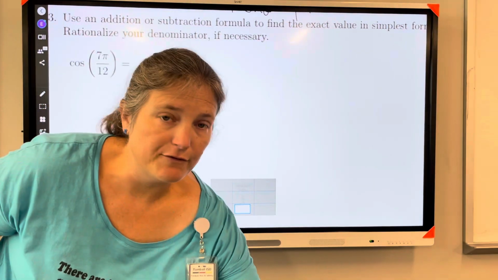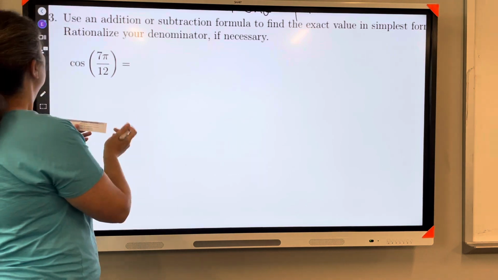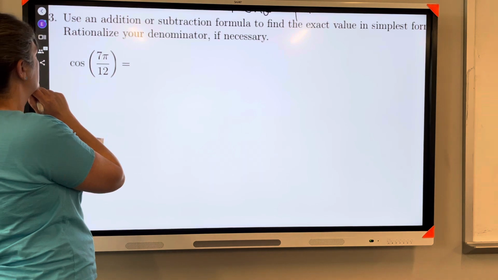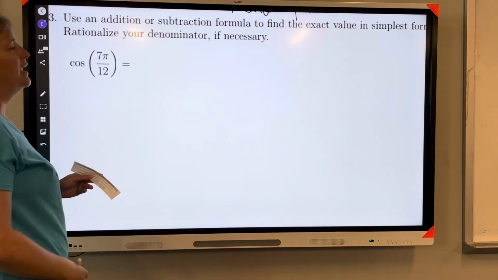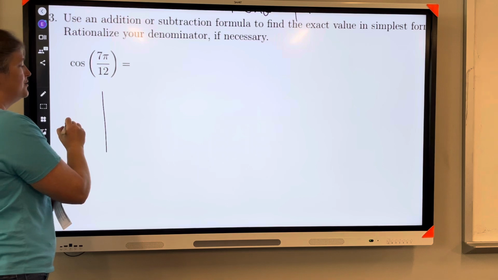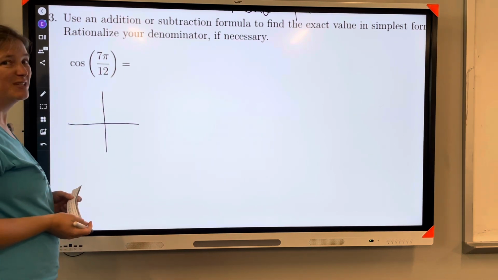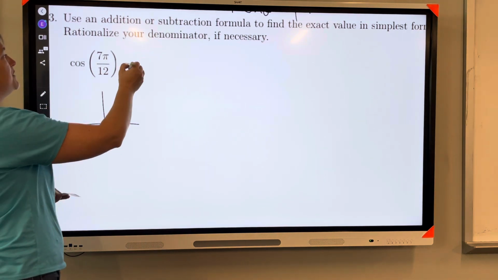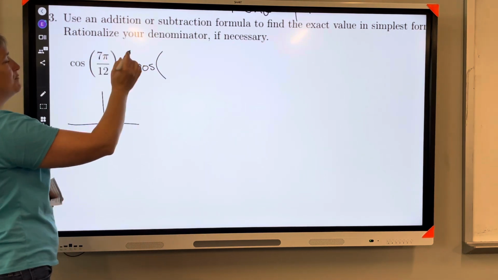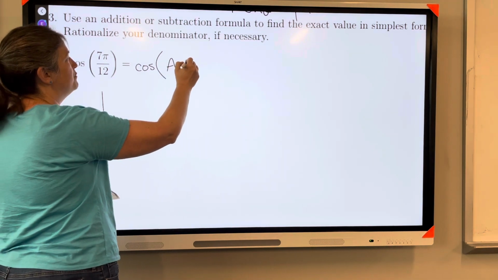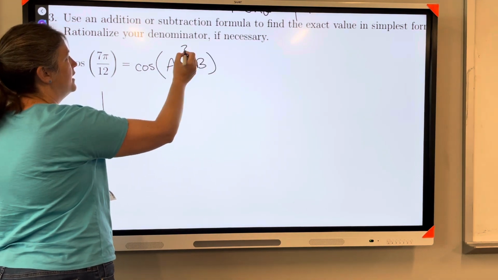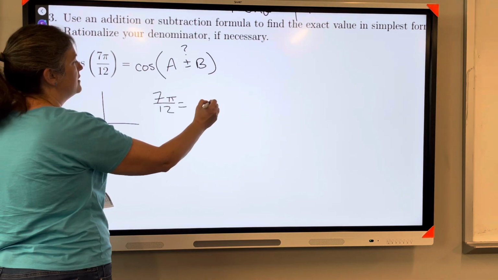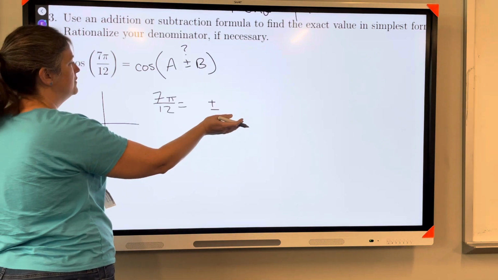Okay, good thing I still have my formula sheet from the last video. To find the exact value in simplest form, rationalize if needed. Okay. That is not a number on my unit circle. I don't know that one, and I would need a calculator to find it unless I had a sum or difference formula. So that means I need to write cosine of 7 pi over 12 in terms of a plus or minus b. How do I write 7 pi over 12 as a sum or difference of two other numbers?